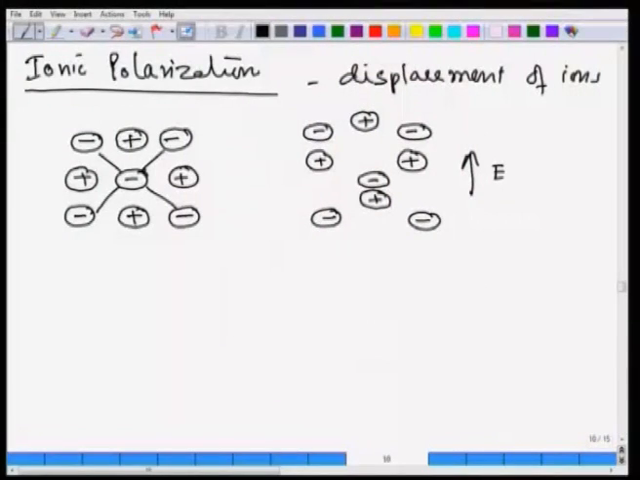As a result of it, you are going to get a net dipole moment. If you look at the center of positive charges and the center of negative charges, this is the center of negative charge, this is the center of positive charge, and there is a displacement between them. Without the field this is equal to 0, and with some E field, this leads to polarization.